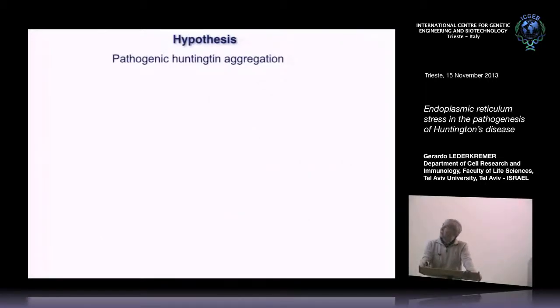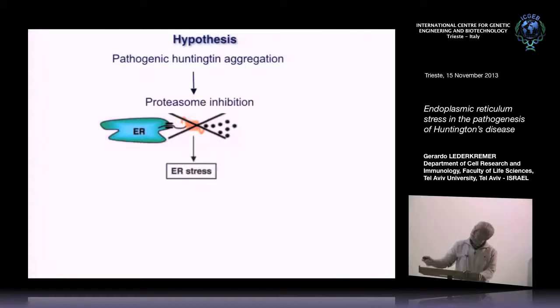So our hypothesis was the following. There have been many cellular effects seen by the aggregation of Huntington, though the cause of the toxicity, the death of the cells, is not actually known. And one of the effects that had been seen is inhibition of proteasomes, the degradation machinery in the cytosol. So the simplistic idea is that the Huntington aggregates and the proteasomes have problems in degrading these aggregates, and then they get stuck trying to degrade them, and this then takes the proteasome machinery, inhibits it, and this inhibits the degradation of proteins in the cell.